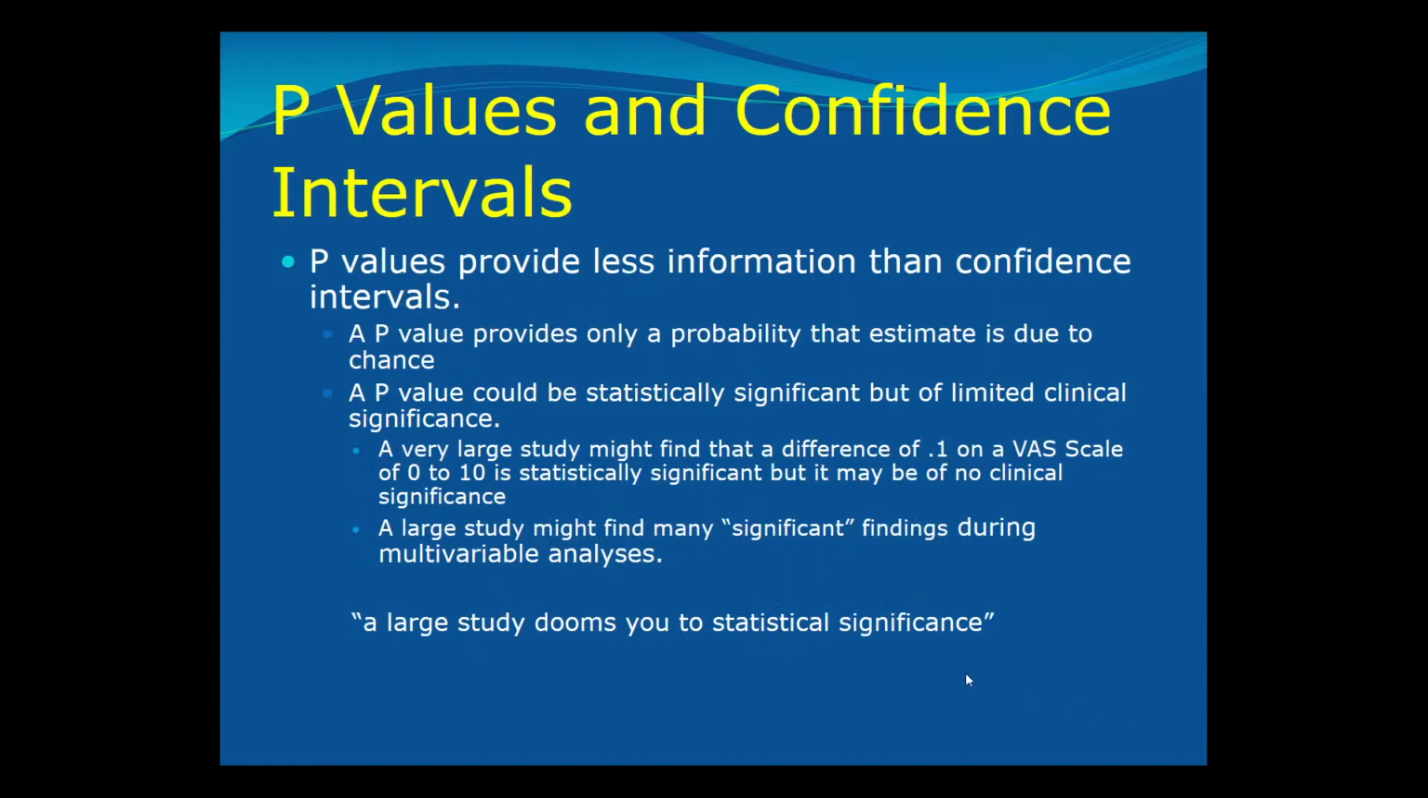P-values provide less information than confidence intervals. A p-value provides only a probability that the estimate is due to chance. A p-value could be statistically significant but of limited clinical significance. A very large study might find that a difference of 0.1 on a scale of 0 to 10 is statistically significant, but it may be of no clinical significance. A large study might find many significant findings during multivariable analysis. A large study dooms you to statistical significance.